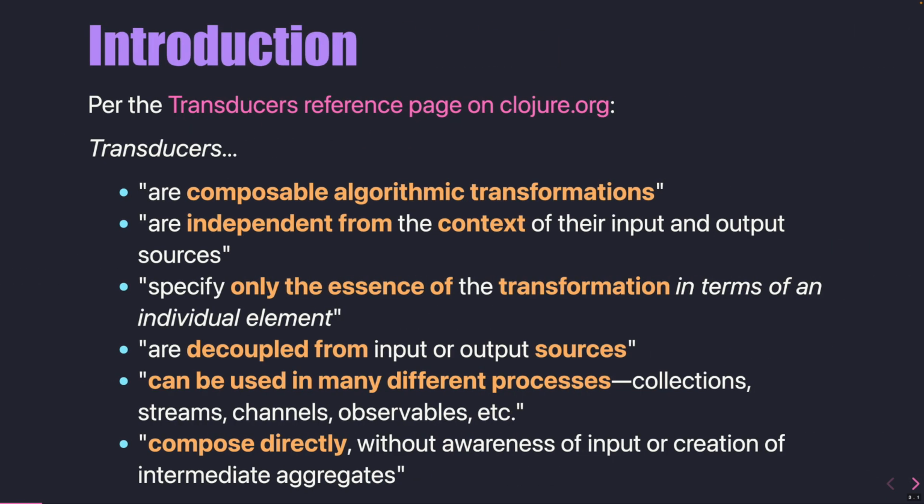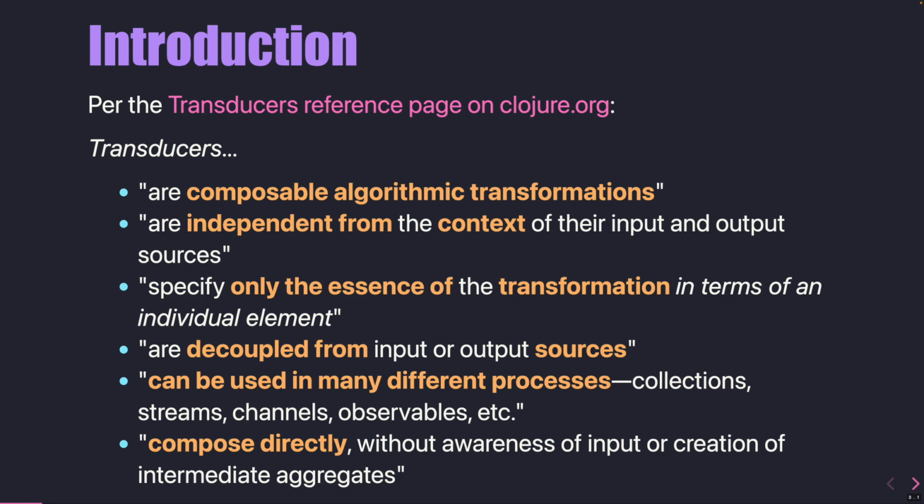So, what are transducers? Well, per the transducers reference page on the Clojure website, they are algorithmic transformations that compose. They're independent of the context of their input and output sources. So they're really these building blocks that specify only the essence of the transformation that we want to perform in terms of an individual element. We can use them a lot of different places, which is really cool. We can use them to transform collections, which is a pretty common thing that we do in the Clojure world.